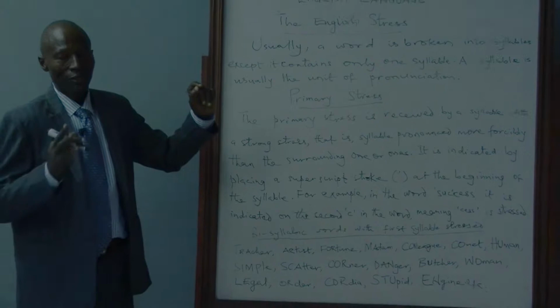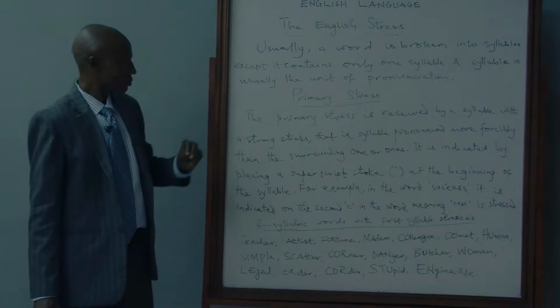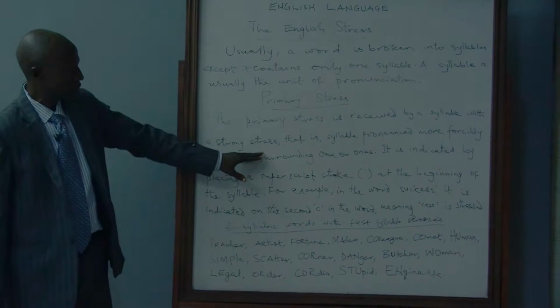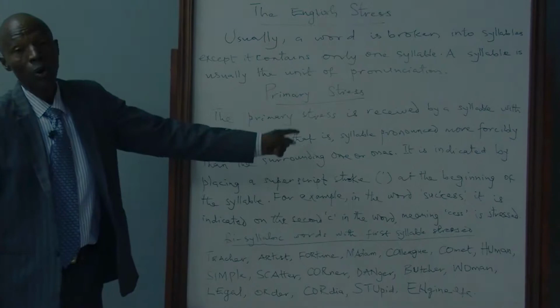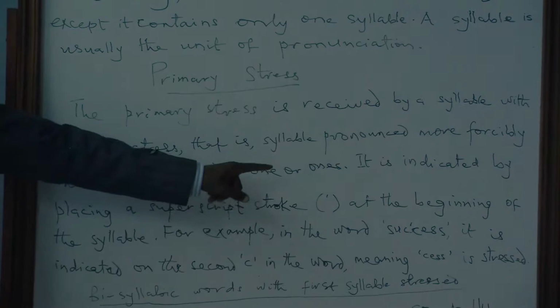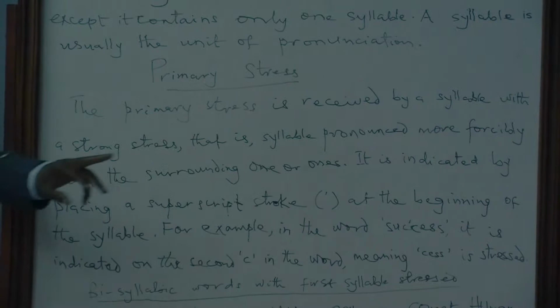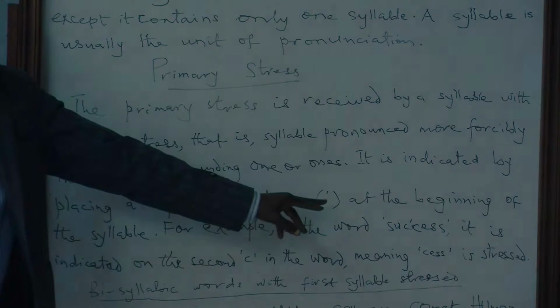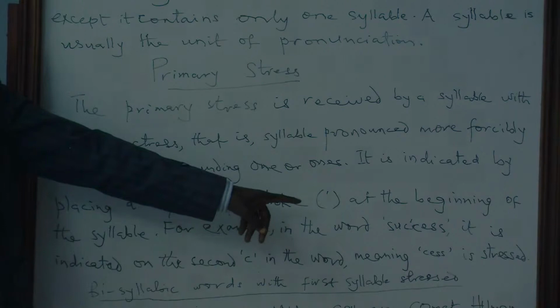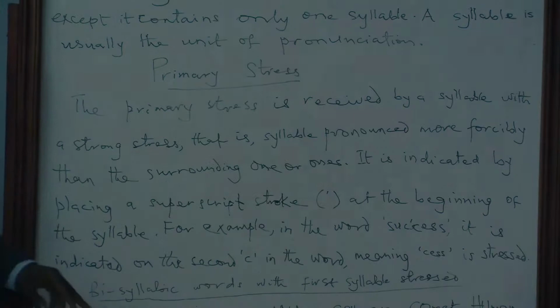Now, I want to look at primary stress. The primary stress is received by a syllable with a strong stress, that is, a syllable pronounced more forcibly than the surrounding one or ones. By one here, I mean when you have a bisyllabic word. And by ones, I mean when we have a poly or multisyllabic word. Now, it is indicated by placing a superscript stroke. So, see the stroke. And that's the way you're going to find it in the dictionary. But for the purpose of this lecture, we are going to use capital letters at the beginning of the stressed syllable.